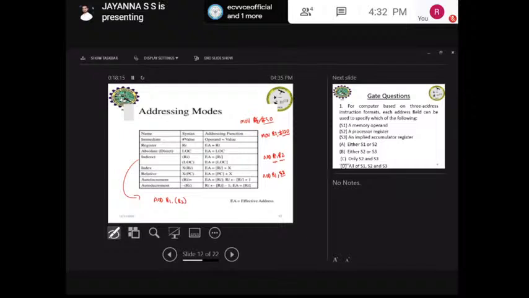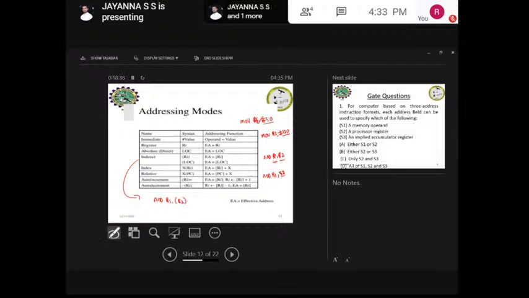Compared to the direct addressing mode, where the address of the data is directly mentioned in the instruction, for the indirect addressing mode, where you have to perform an addition operation or any kind of operation, the address of the data is stored in R2, and that R2 you have to mention in the instruction, add R1 comma R2.